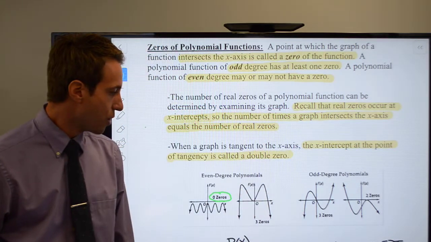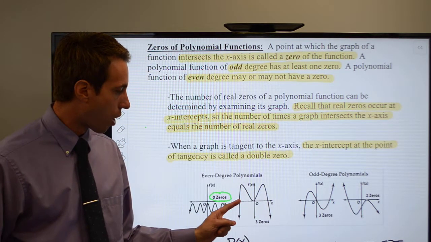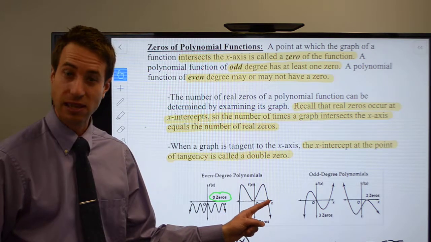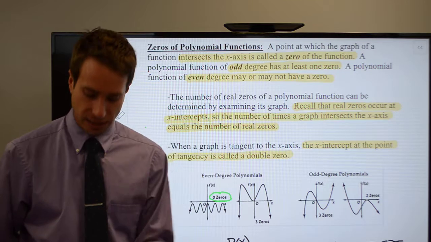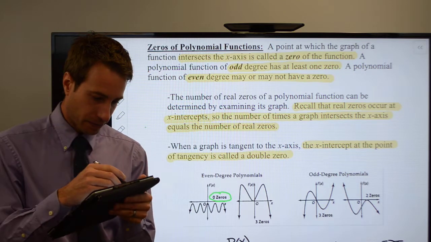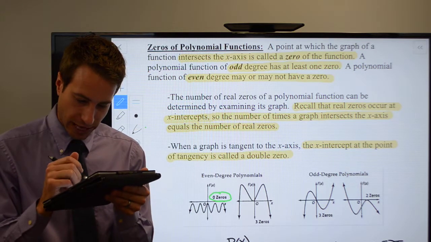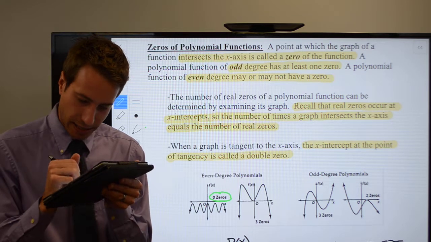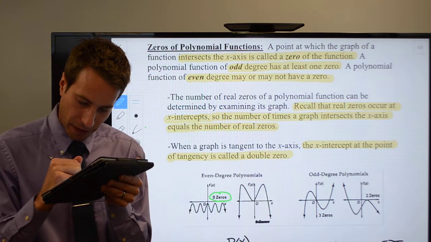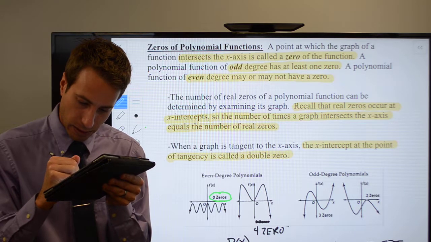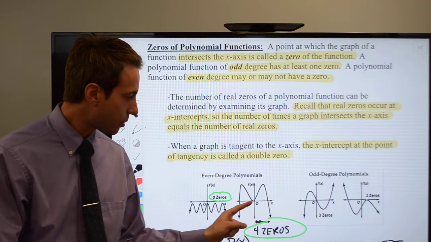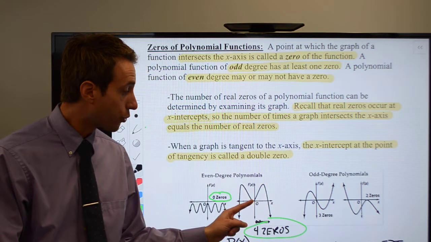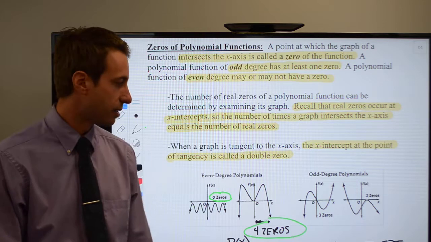What about the next one? Well, I cross the x-axis once, twice, and then I have a point of tangency right there, which counts as a double 0. So actually, oh, I apologize. There's actually a typo here in this one. That is not 3 zeros. I apologize. I fat-fingered something. That is going to be 4 zeros. Because this guy right here counts as a double 0, so I have 1, 2, 3, 4 zeros.